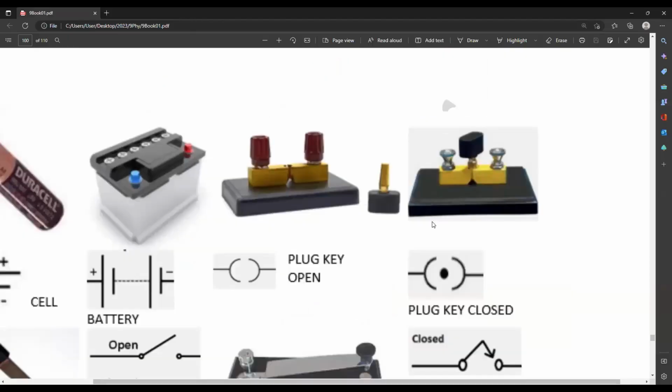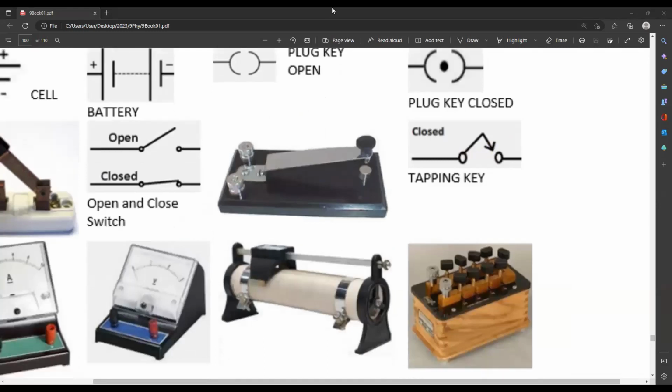Okay, I'll show you how they look in this. So this is a plug key. Okay, so you can see that over here, the key is not inserted. Therefore, this is open. And in this, the key is inserted. So it is closed. Okay. So this is for a plug key. Then you have the tapping key. So this is the tapping key. Here you have to press this. So they will be in contact. The moment you let it go, the circuit will be broken.